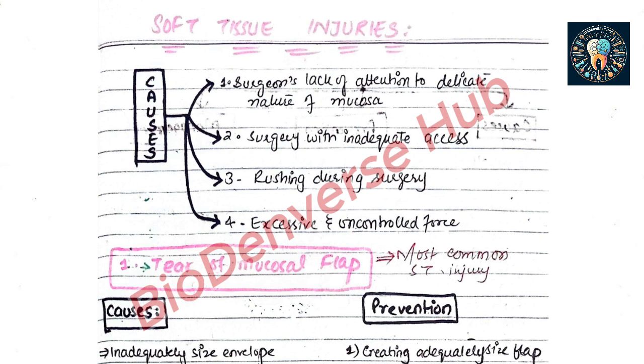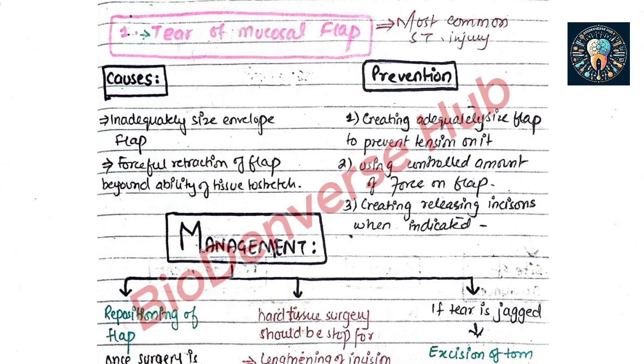First of all, we will be discussing the tear of the mucosal flap, which is the most common soft tissue injury that can occur. So what are the causes? First of all, an inadequately sized envelope flap that results in inadequate access can lead to a tear of the mucosal flap. Then forceful retraction of the flap beyond the ability of the tissue to be stretched. If you are reflecting or retracting so forcefully that it exceeds the ability of the tissue to stretch, it will definitely result in a tear of the mucosal flap.